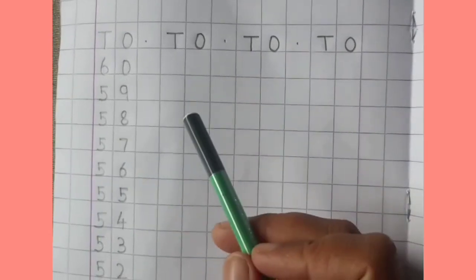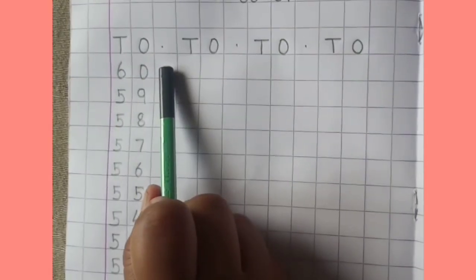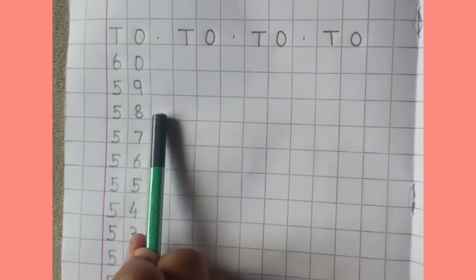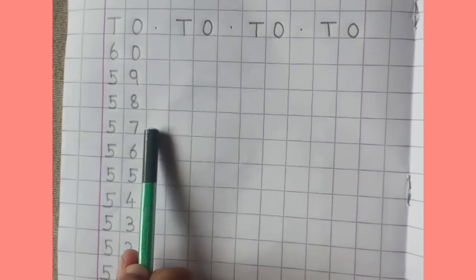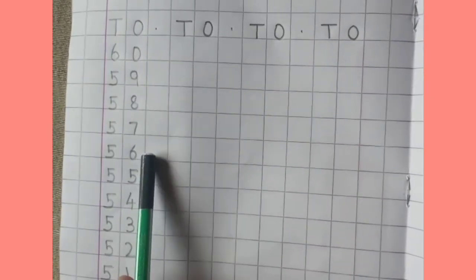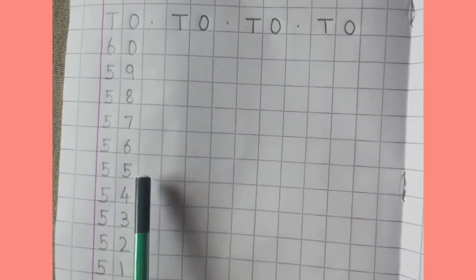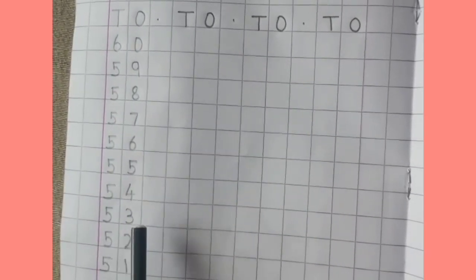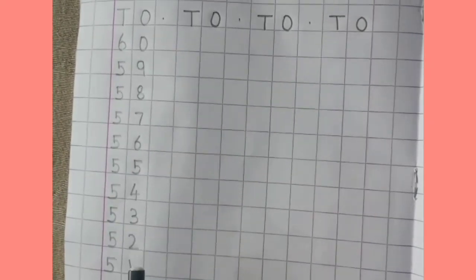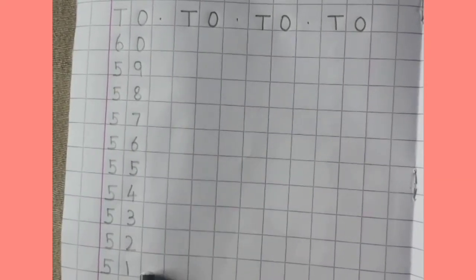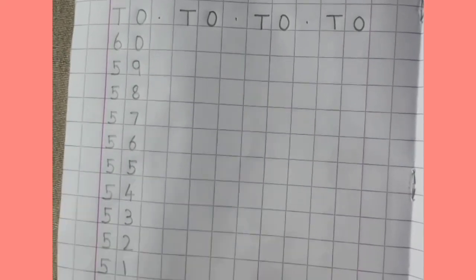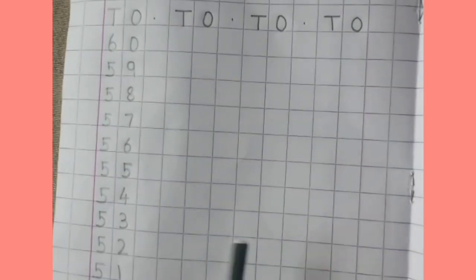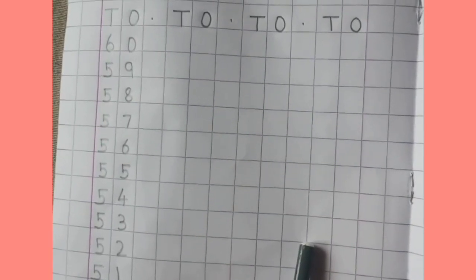Let's repeat. 60, 59, 58, 57, 56, 55, 54, 53, 52, 51. So kids, under these three columns, you have to write thrice in the same formation.